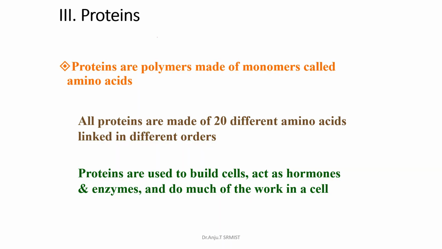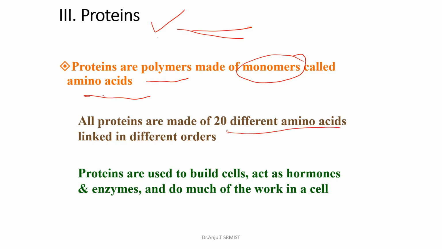The third macromolecule which you find in living organisms is proteins. Proteins are also macromolecules, biopolymers made up of monomeric units, and these monomeric units are called amino acids. There are different types of proteins you find in nature. All these proteins are made of 20 different amino acids, and these 20 different amino acids are linked in different orders, forming all the different types of proteins.